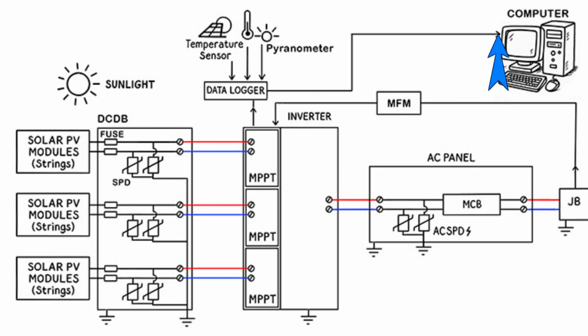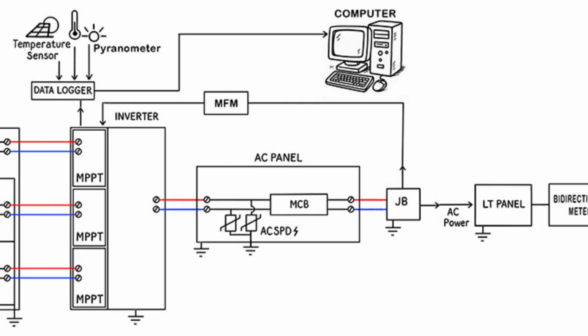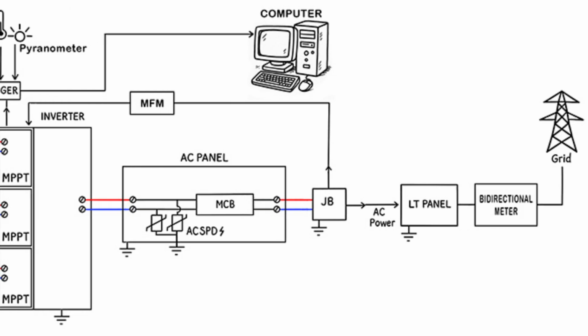After conversion, AC power flows from the inverter to the AC distribution panel, also called ACDB. The ACDB provides protection on the AC side. It contains an MCB, which protects against overload and short-circuit faults. It also contains an AC surge protection device to protect against AC side surges and lightning effects.